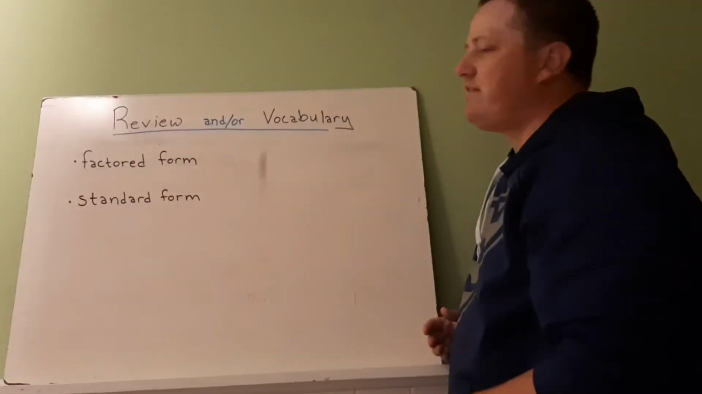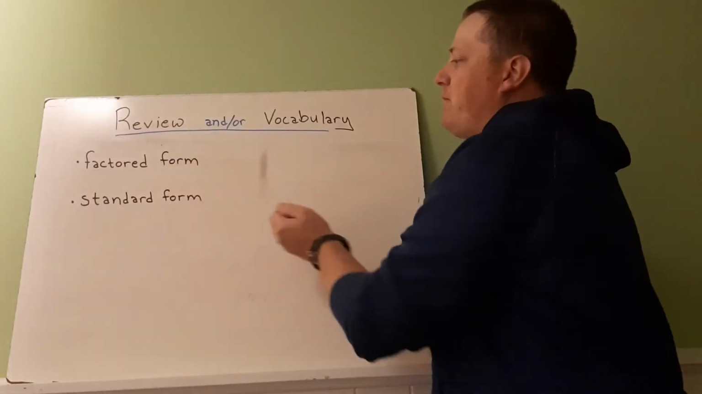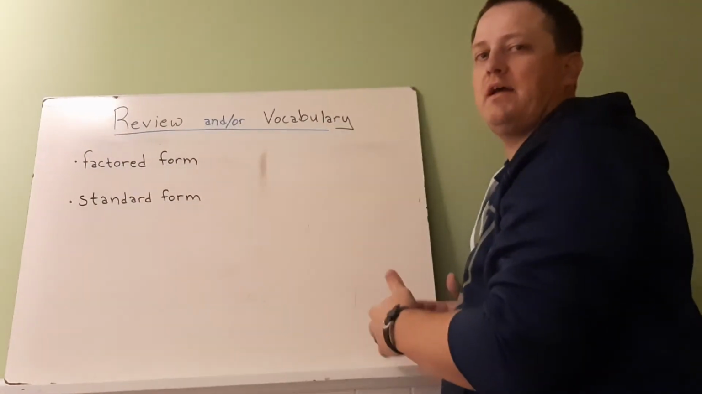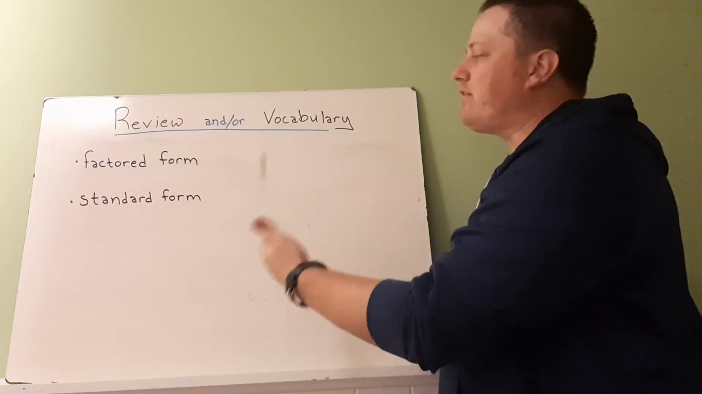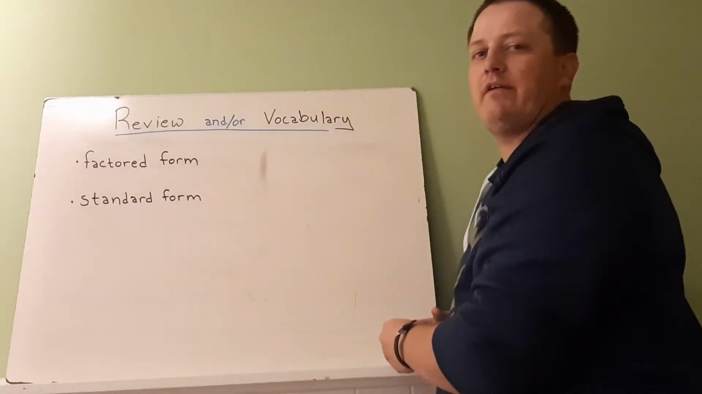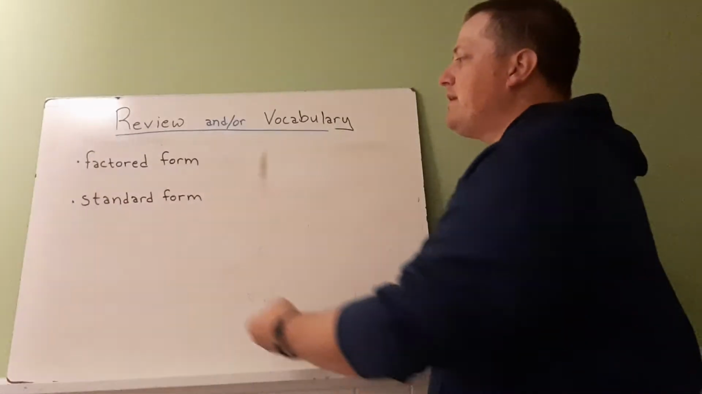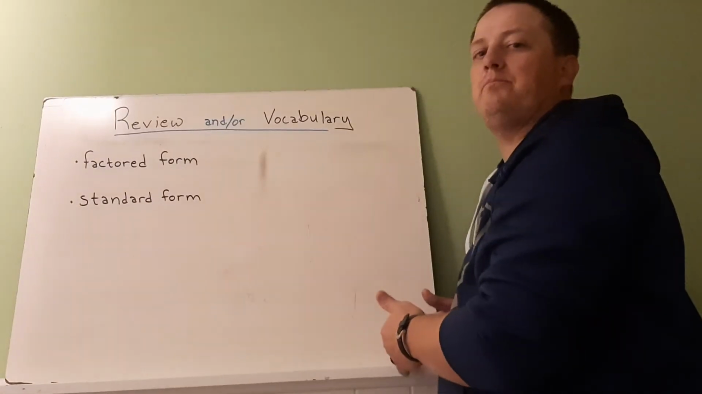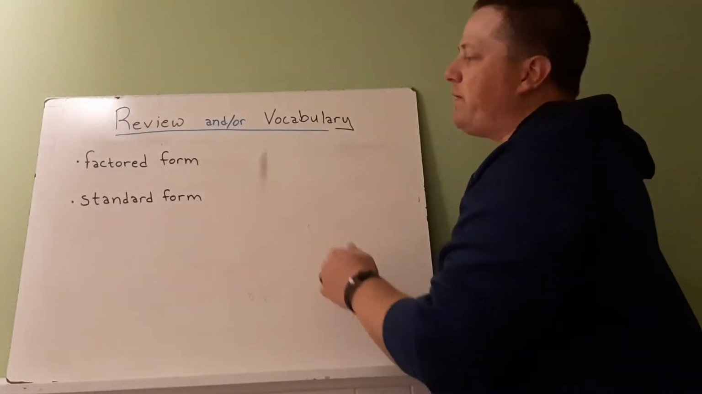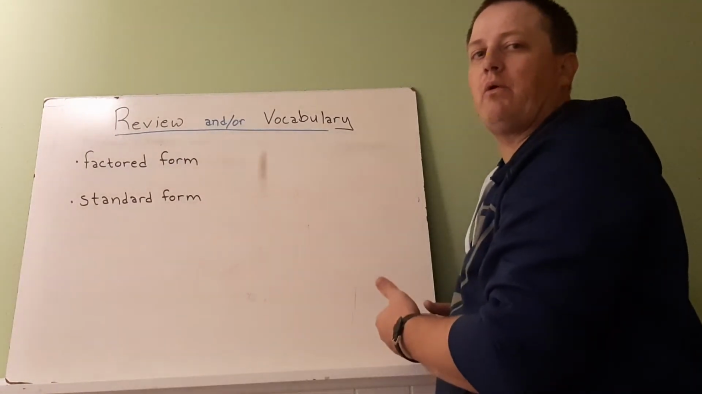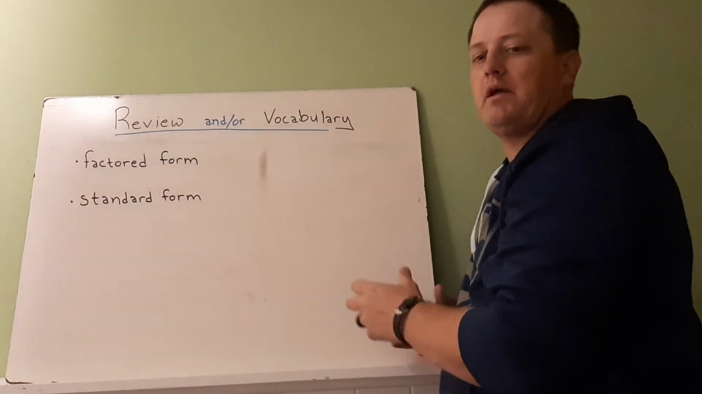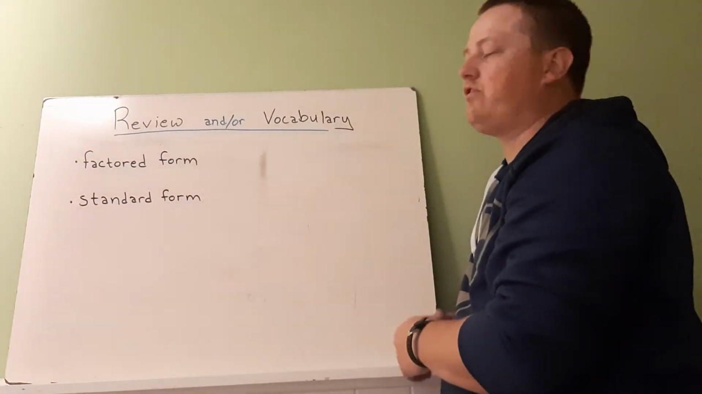All right, so we still have the same vocabulary, factored form and standard form. Remember, factored form is the one with parentheses, x plus m times x plus n. There's sometimes an a value in front that cannot be 0. Standard form is the form of ax squared plus bx plus c. Remember, we can use distributive property or the area model to turn factored form into standard form. So there's a connection between the two.